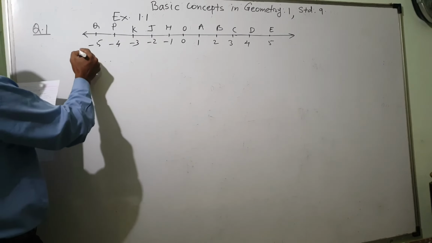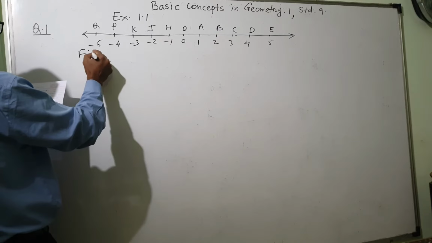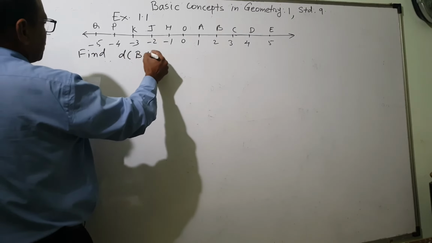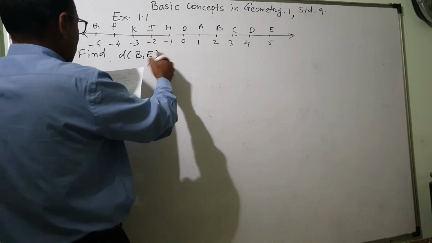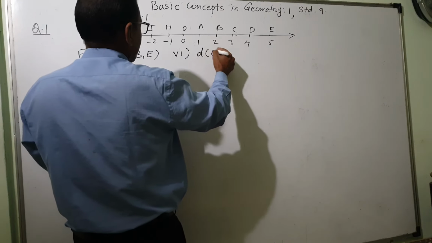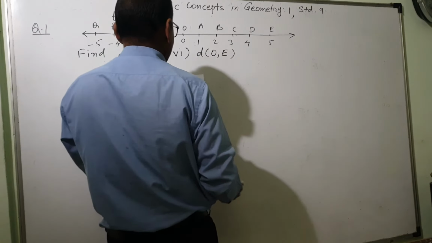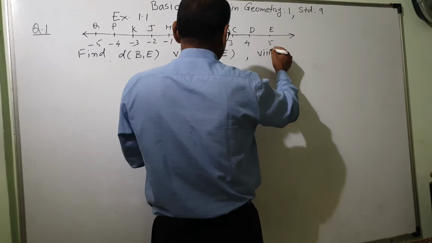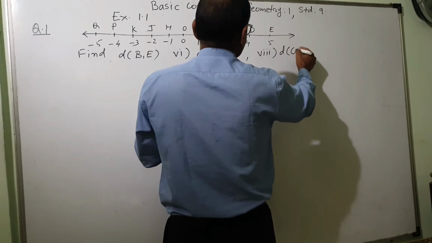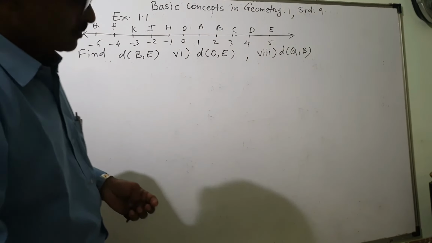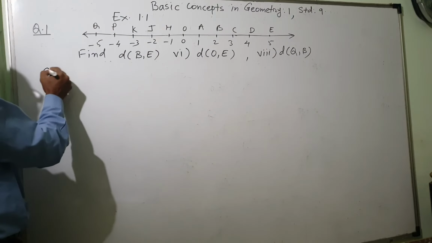From this find distance BE. If we are writing distance, then use the comma, don't forget. Sixth one is the distance OE and the eighth one, distance QB. How to find this? Solution.